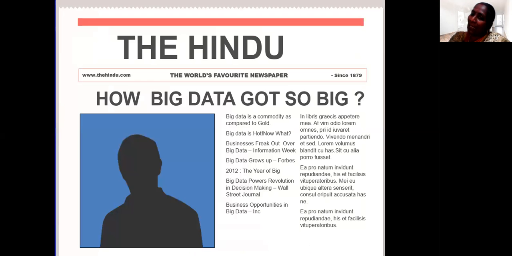And again, there are n number of articles posting about big data as a commodity compared to gold. It is in The Hindu, right? Not only in The Hindu, all leading news dailies have made so much of big data earlier, right? So big data as a commodity. So how did big data get so big? Big data got so big because data is a commodity. Data has a business value.